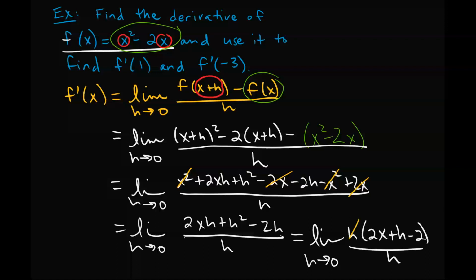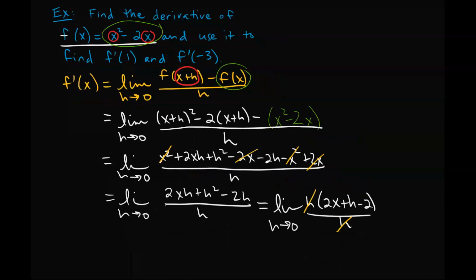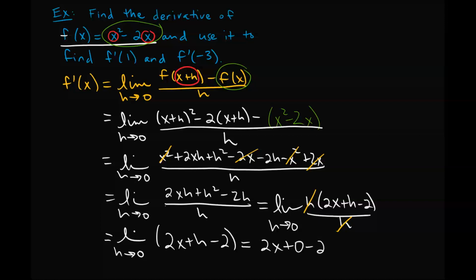And that's going to be the trick for almost all of our polynomials that we work with. And once we've done that, we'll see that we don't have an indeterminate form anymore. So now the function we're taking the limit of is just a polynomial. And so we use our limit laws for polynomials. So just plug in h equals 0. So we get 2x plus 0 minus 2. So we get 2x minus 2.